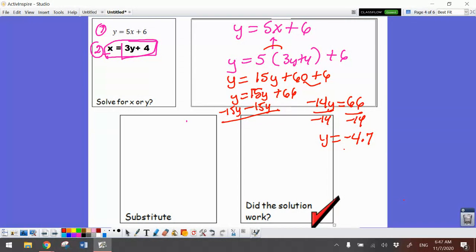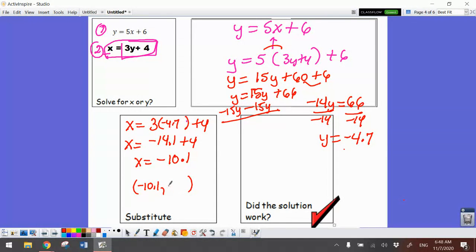Okay, and then I'm going to substitute in. So I'm going to use my x. I'm going to substitute in negative 4.7. So 3 times negative 4.7 is going to give me negative 14.1 plus 4. So x is equaling negative 10.1. Okay, so negative 10.1, negative 4.7, those are perfectly fine answers. And we don't usually get decimals, but you can get decimals.